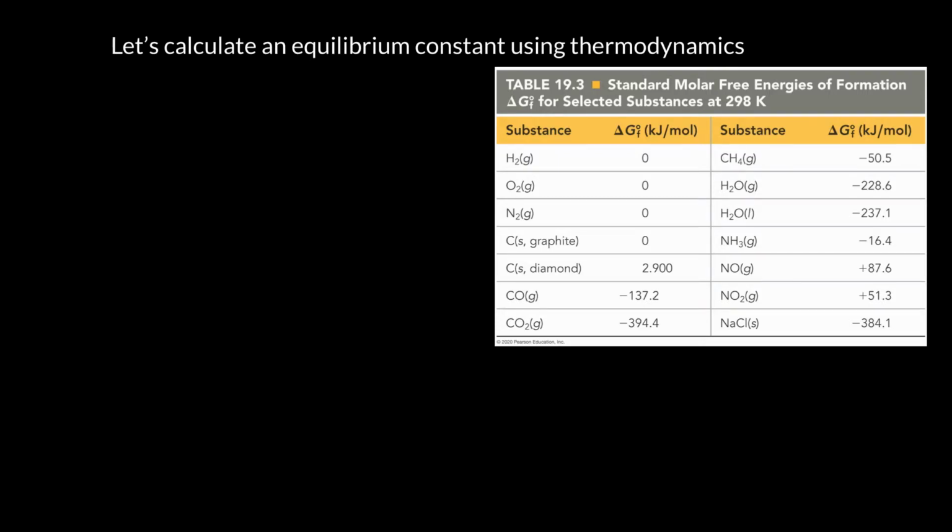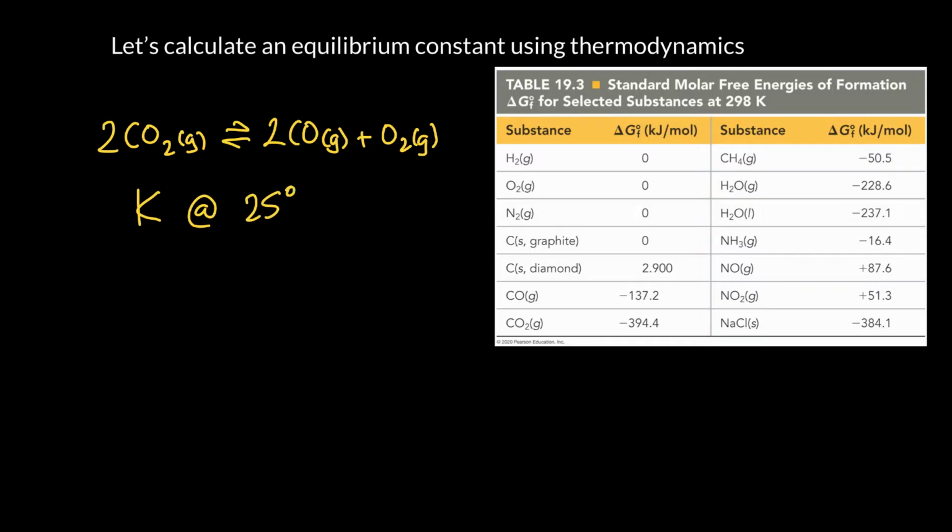So in this video, I'd like to get down to the brass tacks and actually calculate an equilibrium constant using thermodynamics. And let's look at an interesting reaction. For instance, we can take carbon dioxide and convert it into carbon monoxide and oxygen gas. And we might want to calculate the equilibrium constant for this at 25 degrees Celsius.